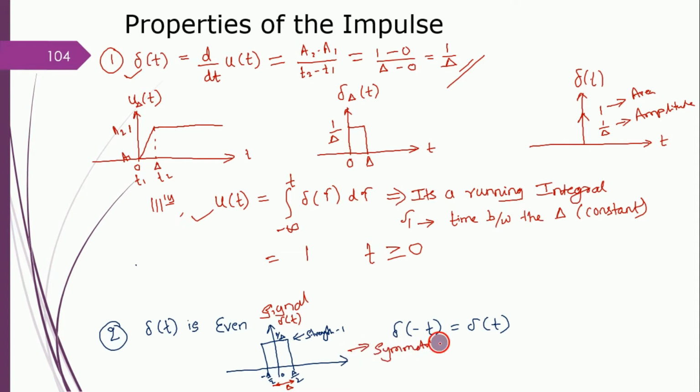All symmetric signals are even signals. How is it written? Delta of minus t is equal to delta of t. So on my negative side the amplitude looks the same, and on the positive side the amplitude also looks the same, irrespective of t's value, whether it is positive or negative. Hence it is an even signal. Delta of t is an even signal. Remember this.